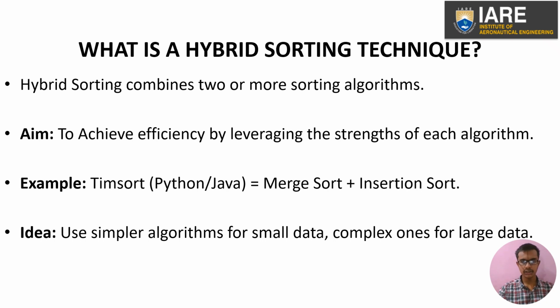Now let's go through what is hybrid sorting technique. Hybrid sorting combines two or more sorting algorithms. The aim is to achieve efficiency by leveraging the strengths of each algorithm. An example for this is Timsort, whether in Python or Java or whatever programming language, it is a combination of merge sort and insertion sort. The idea is to use simpler algorithms for small data and complex ones for large data.